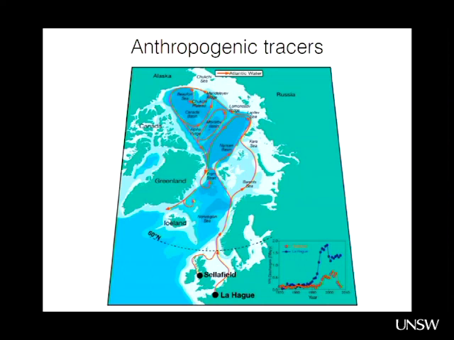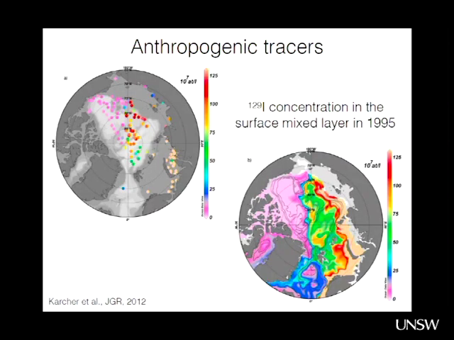What they did, they went out and measured radioactive isotopes at all these different points, and then they looked at it in their model, putting the observed winds on their model. This is just for 1 year, 1995, but they did it for a whole bunch of years, and so you can see the Atlantic water encroaching more or less into the Arctic.